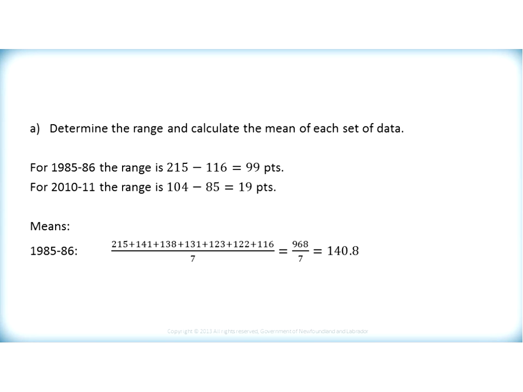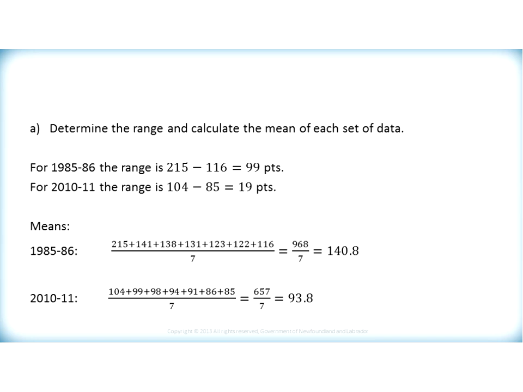The mean for 1985-86, if you recall, to calculate a mean, you add up all the numbers together. We have them here: 215, 141, 138, 131, 123, 122, and 116. There were 7 values in the data set. So we add them all together, that equals 968 points over 7 players, which works out to an average of 140.8 points per player.